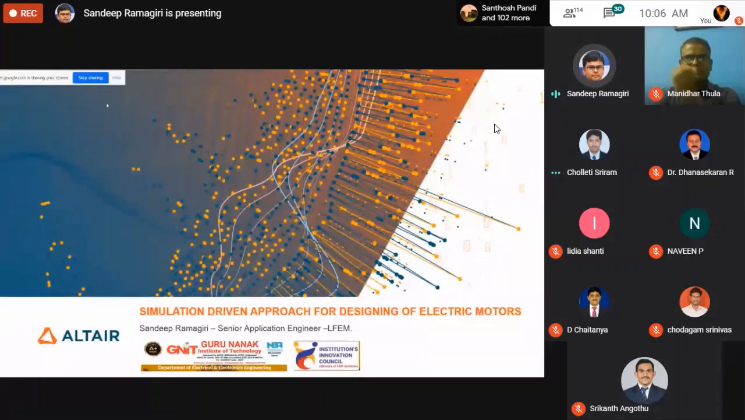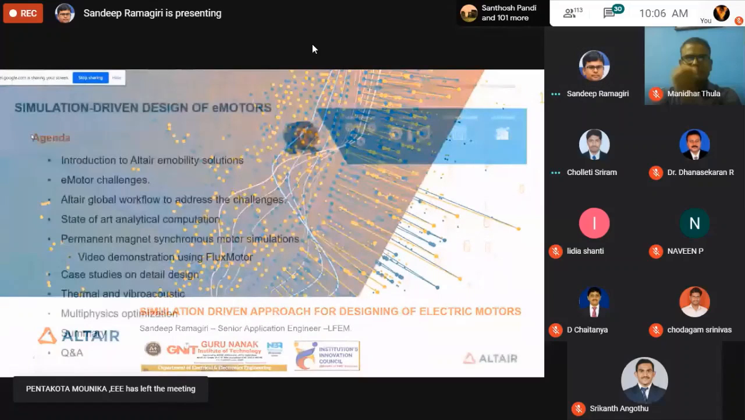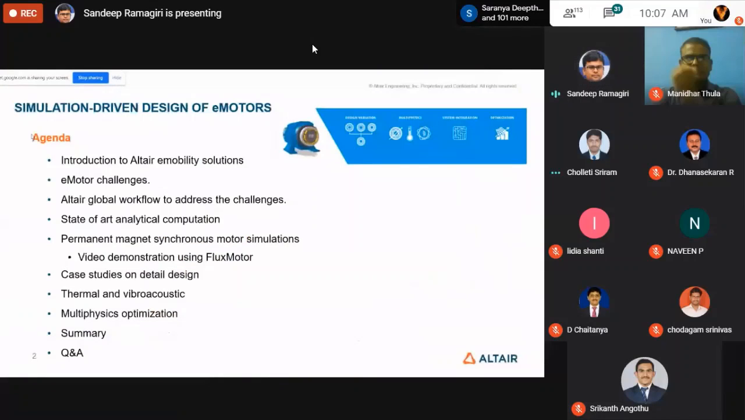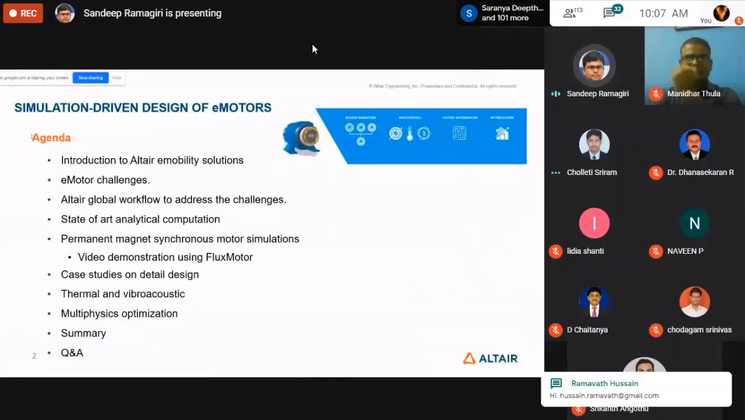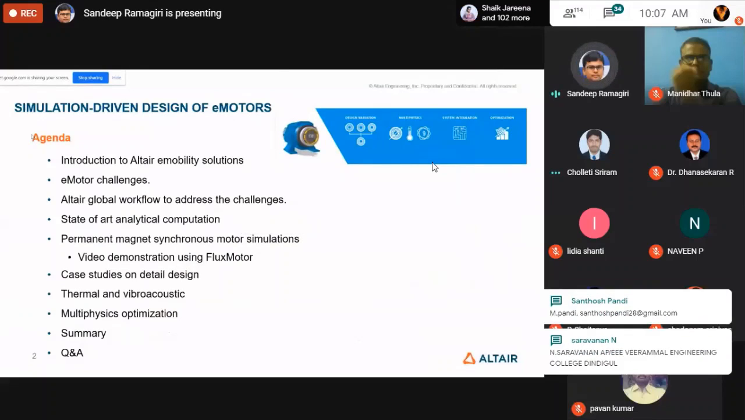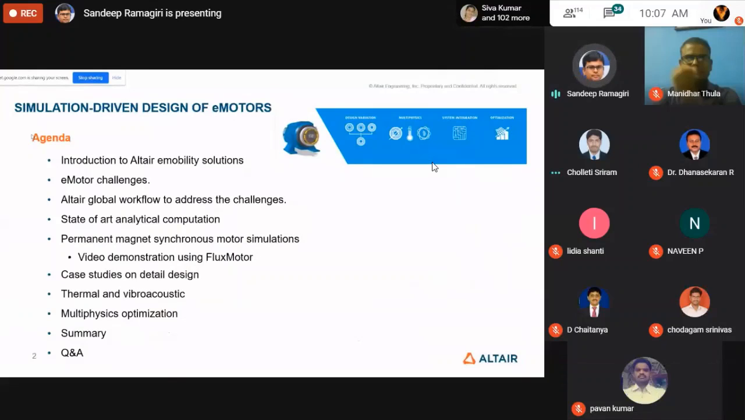Before I start my presentation, this is the agenda. In my presentation, I am going to introduce Altair e-mobility solutions, and I will also introduce what Altair is. Then we will look at the challenges we have when we design a motor for electric vehicle application, how these challenges are addressed by Altair, the methodologies that we adopt at Altair to address them, and state-of-the-art analytical computation for designing the motor. Once you have the specifications, how does the motor design basically start? We need to look at that.